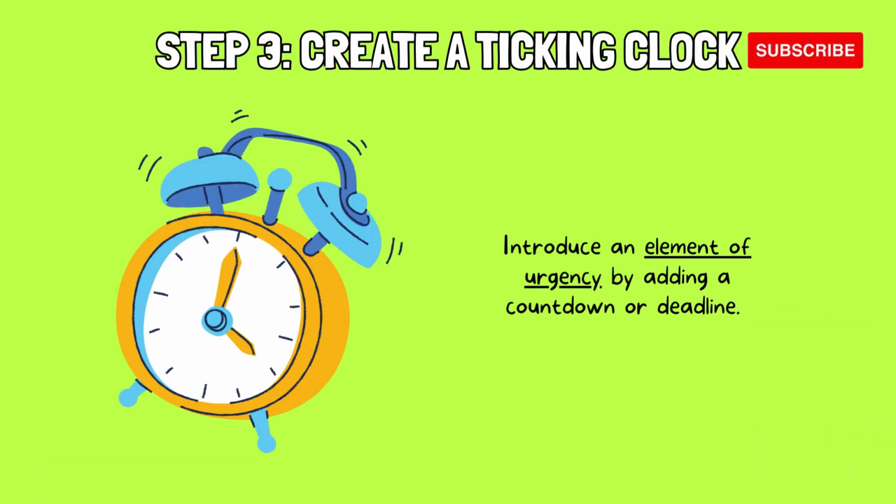Step 3. Create a ticking clock. Introduce an element of urgency by adding a countdown or deadline. This ticking clock could be literal or figurative. It raises stakes and keeps the narrative moving forward with unstoppable momentum.